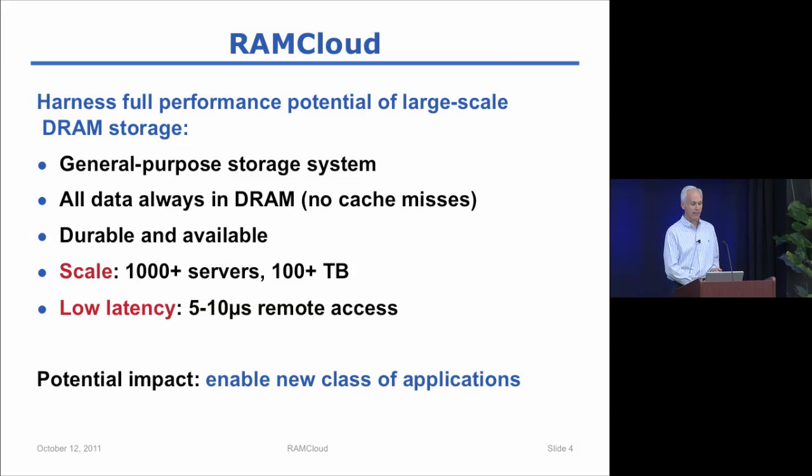The second overall thing that makes the system interesting is to push for very, very low latency. And this is, of course, all about achieving the performance potential of DRAM. So our goal, actually we've already achieved this at small scale, is to provide 5 to 10 microsecond access to the data. That is, get to any byte of data in the system from anywhere in your data center in 5 to 10 microseconds.